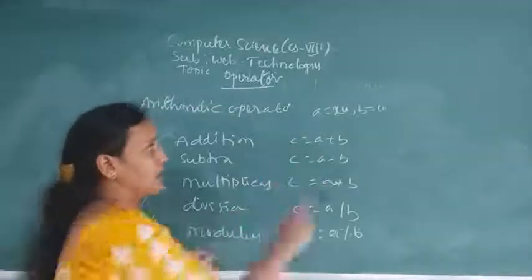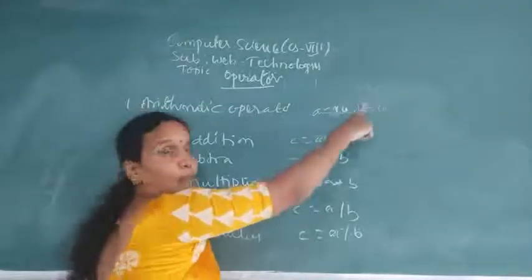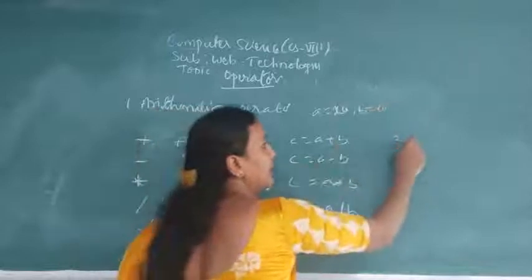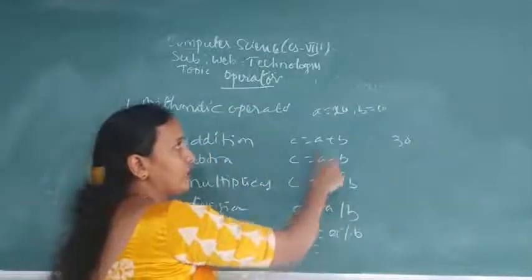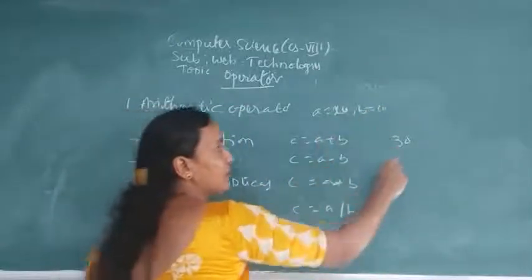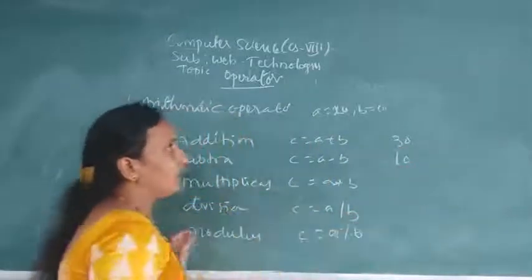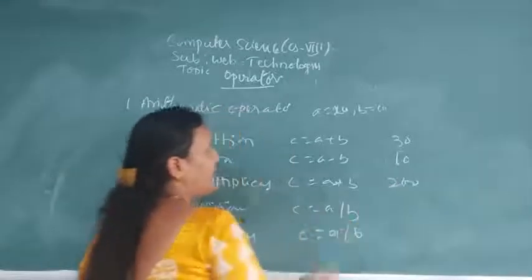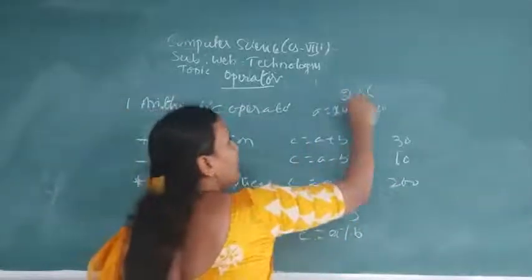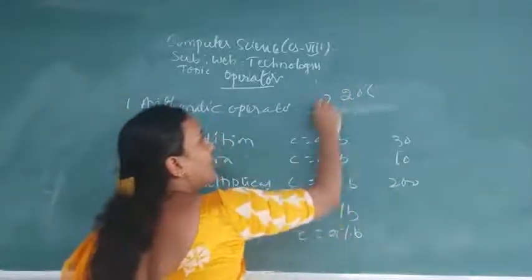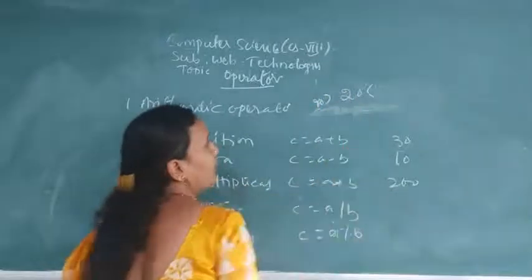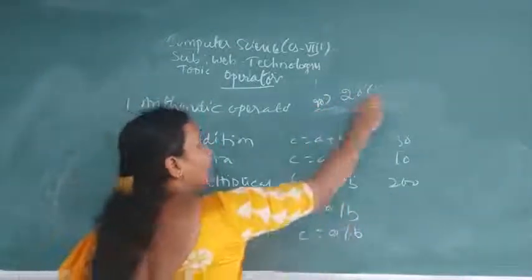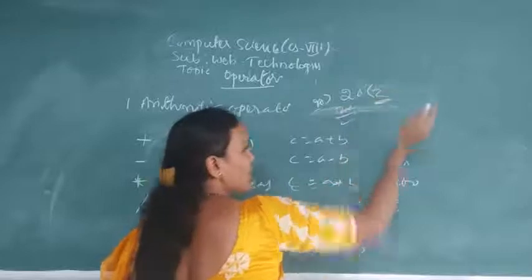C equals A plus B. A value is 20, B value is 10. How much will you get? 30. C equals A minus B, A value is 20, B value is 10, so 10. A into B, 20 into 10, 200. A by B means 20 divided by 10, so A by B is 2. So this is your answer.